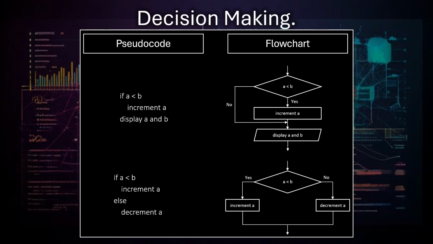The second pseudocode snippet again checks whether A is smaller than B. However, this time if it is, A is incremented, otherwise, that is if A is equal or greater than B, A is decremented. The corresponding flowchart on the right shows the same diamond symbol, representing the decision if A is smaller than B. If yes, the rectangular process symbol, increment A, is executed, else if no, the other rectangular process symbol, decrement A, is executed.